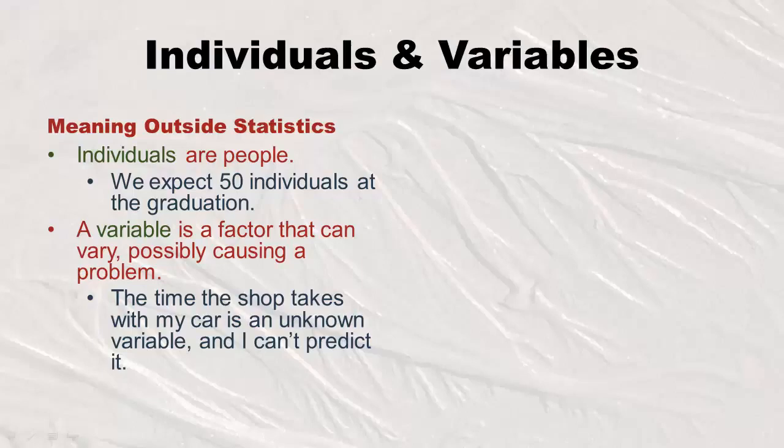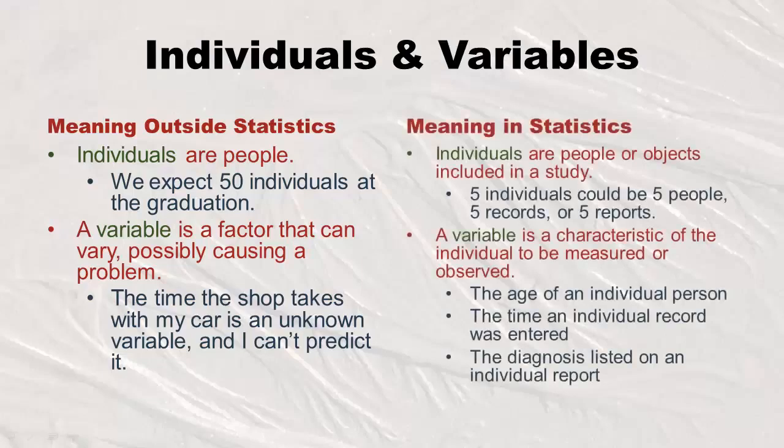Now, I promised you I'd tell you the statistics-ese version of individuals and variables. Now, if you're outside statistics, you know that individuals are people, right? And you know that a variable is a factor, like a factor that can vary. Like the only variable is, I don't know what time something's going to happen. But when you enter the land of statistics, there are specific meanings to these two words. Individuals are people or objects included in a study.